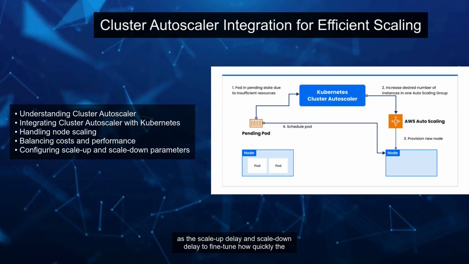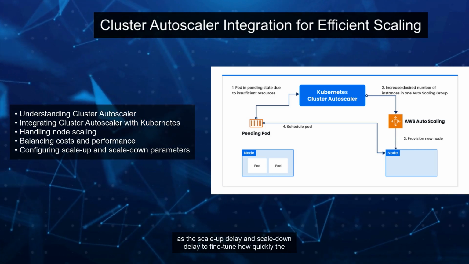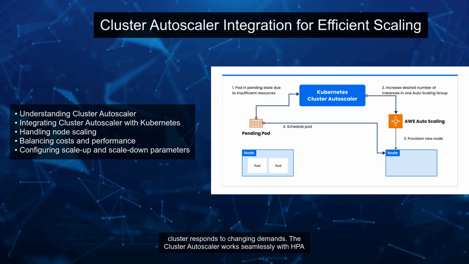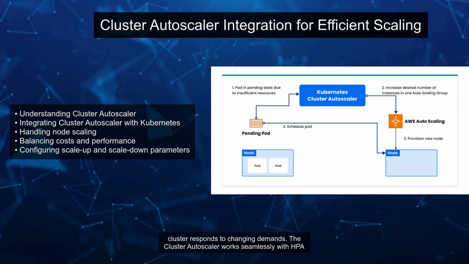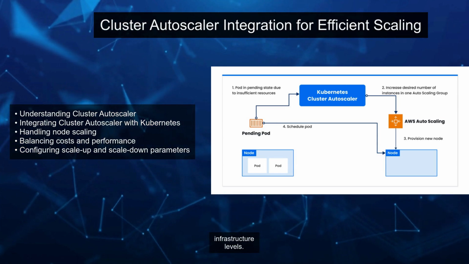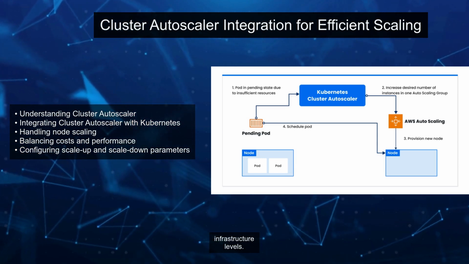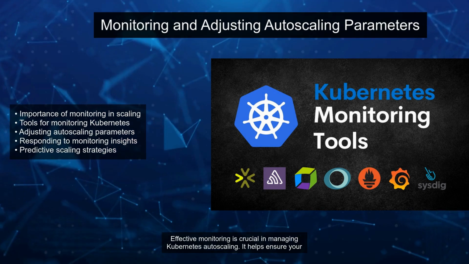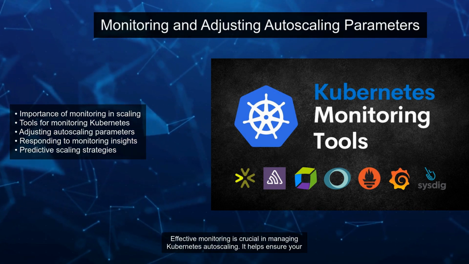You can configure parameters such as the scale-up delay and scale-down delay to fine-tune how quickly the cluster responds to changing demands. The Cluster Autoscaler works seamlessly with HPA and VPA, providing a comprehensive scaling solution that adjusts both pod and infrastructure levels. Effective monitoring is crucial in managing Kubernetes autoscaling.